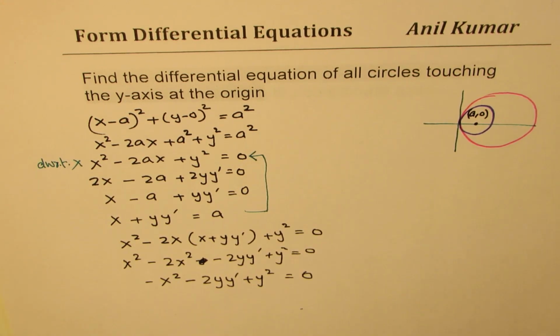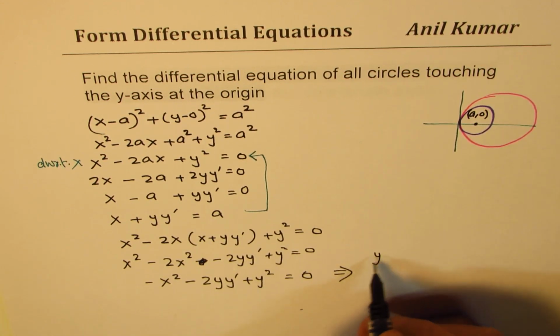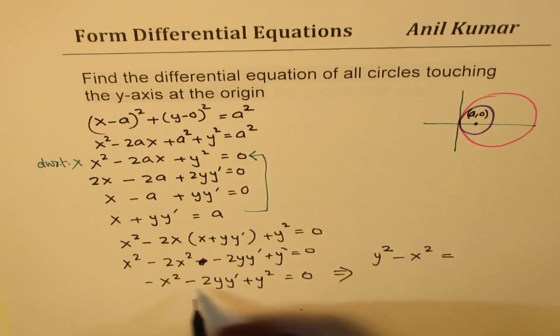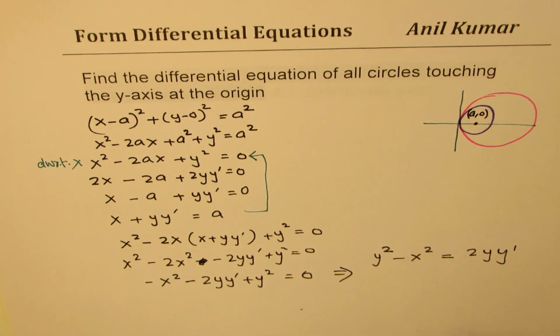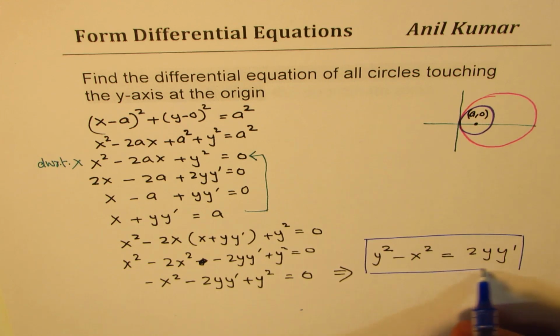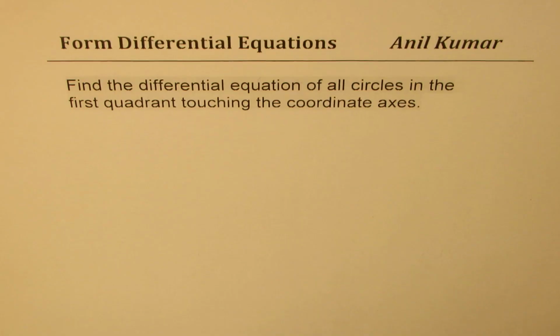And then we could write this as y square minus x square equals 2y y prime, correct? So that becomes the differential equation which is going to represent these circles which are tangent to the y-axis at origin. So I hope the steps are absolutely clear. Now let's move on to the next question.